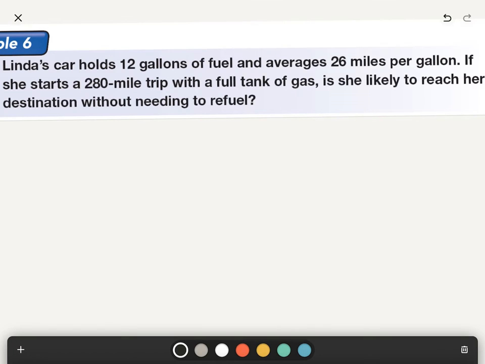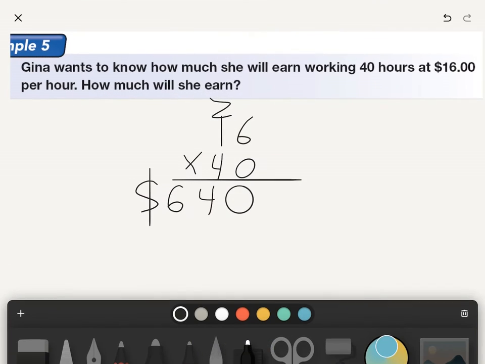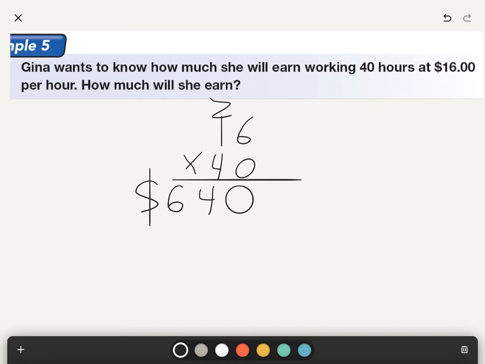Okay, a little more complicated here, but it's sort of a question of what to do with all the information that you're given. So, yeah? Oh, for number 5, I got $640, or if you were doing a really good answer, it would be Gina earned $640 for working 40 hours.